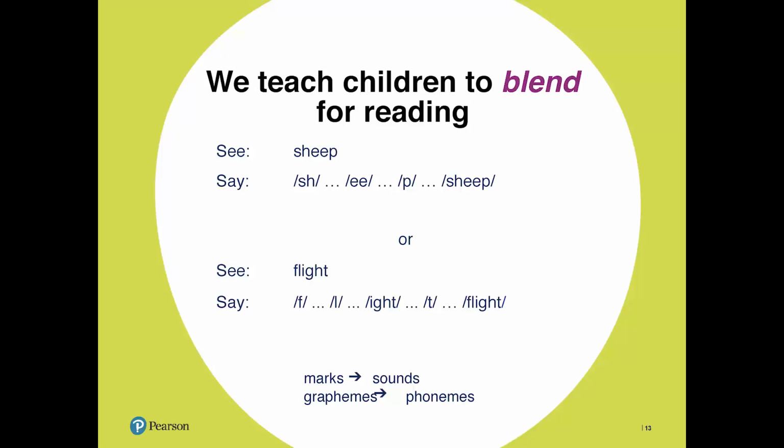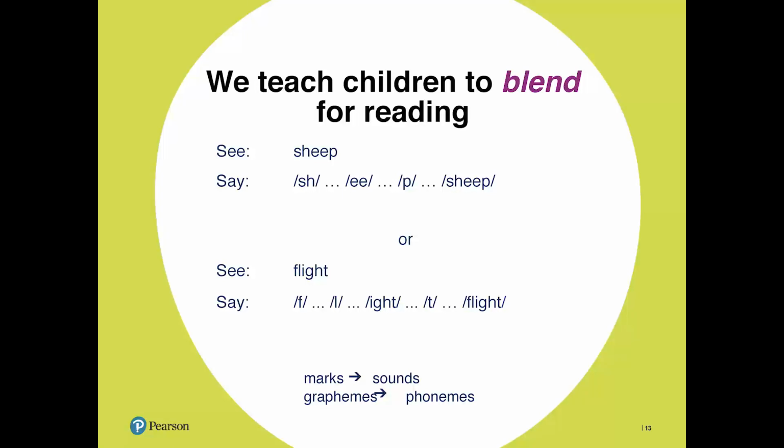But first of all, blending to read. Basically, if a child sees the word sheep and the child has been in a school that's had good synthetic phonics teaching, he or she will straight away recognise that sheep is made up of 3 phonemes, sh plus e plus p, and will blend them together to read the word sheep. Similarly, if a child encounters the word flight, he or she will know that they've got f plus l plus i plus t, and they will blend those phonemes together to read the word flight.